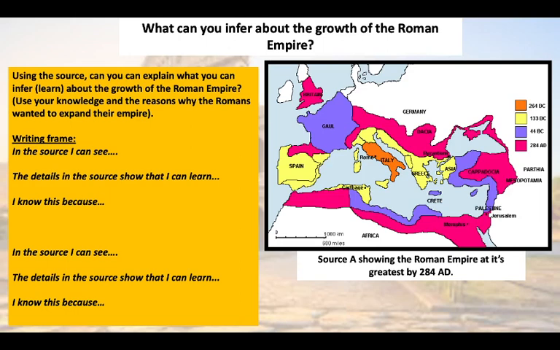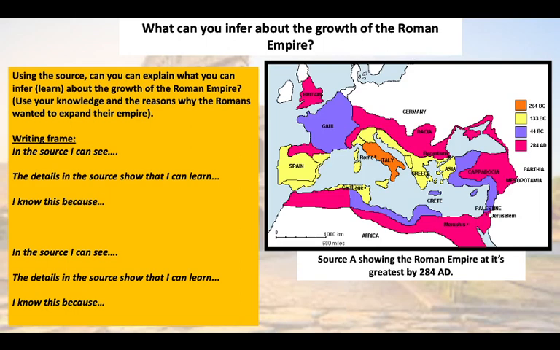So now that you've completed those resources and those questions, what you should be able to do now is to collect all your ideas together and apply it to our fit task for today. So at the start of the lesson, I said that you were going to be having a look at an inference question. And again, inference just means learn. So what can you learn about the Roman Empire?